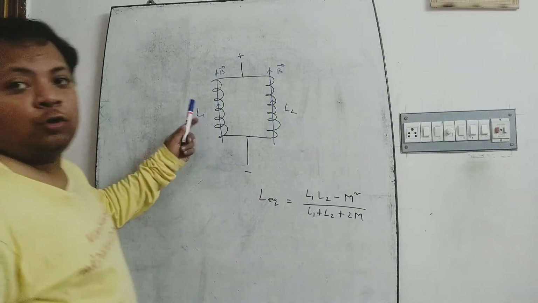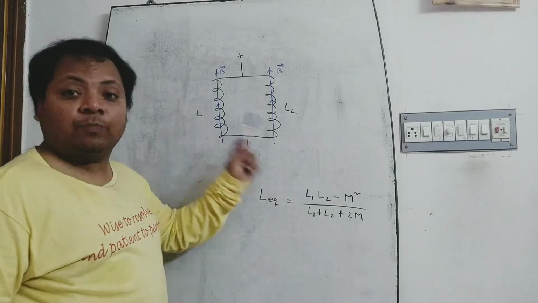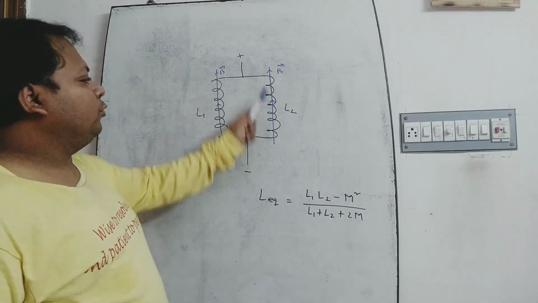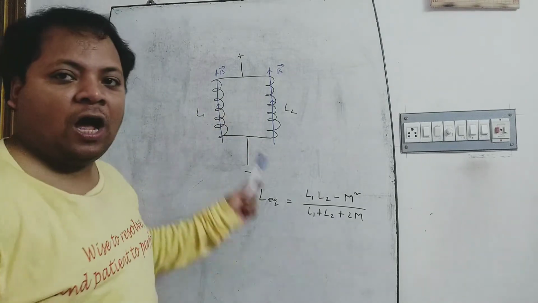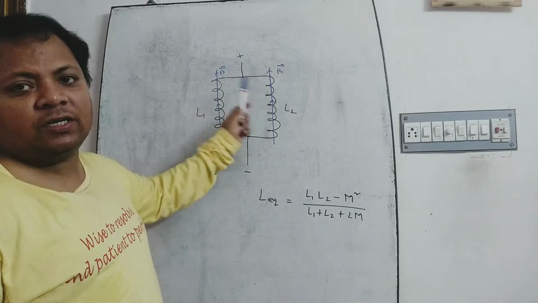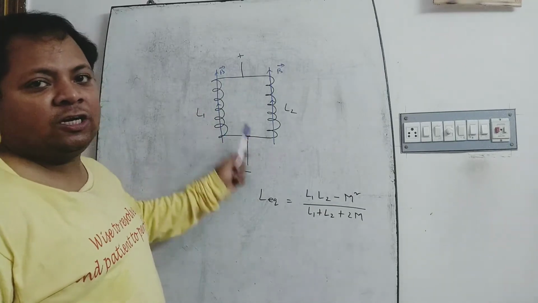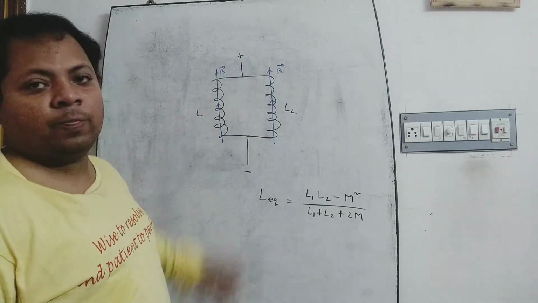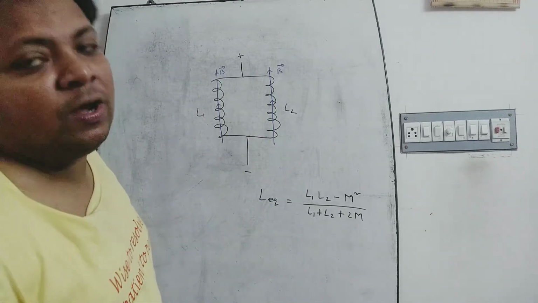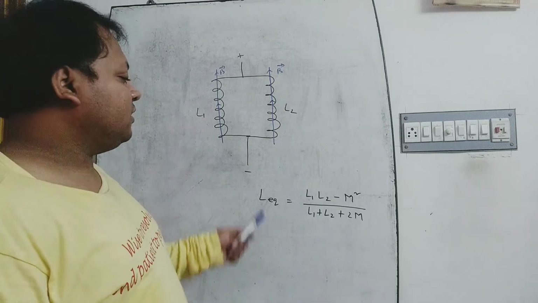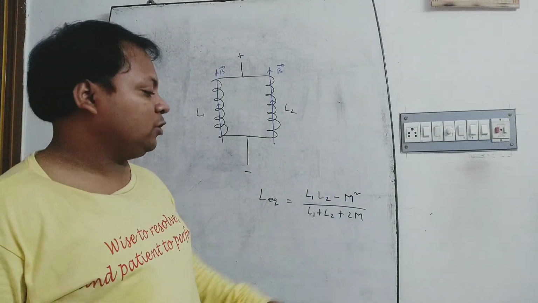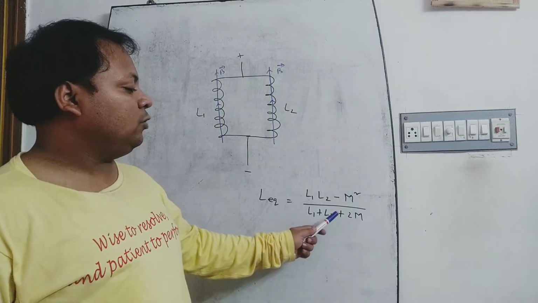When two coils are connected in parallel combination such that the lines of force through each coil are in the same direction, that is the induced magnetic fields are in the same direction, the equivalent self-inductance L equivalent is equal to L1 L2 minus M square by L1 plus L2 plus M.